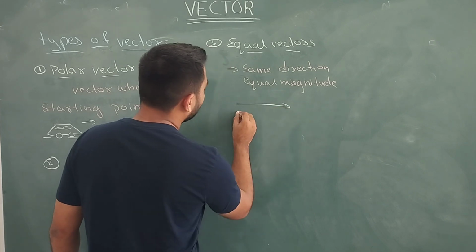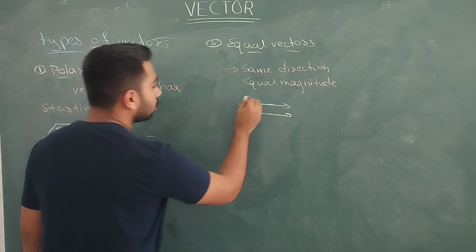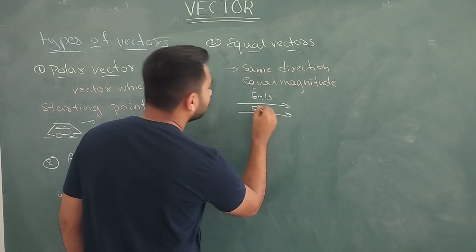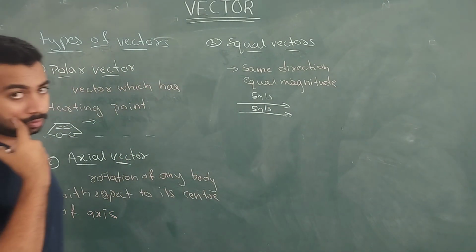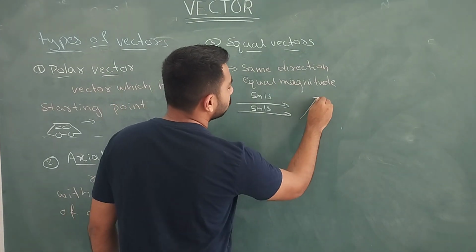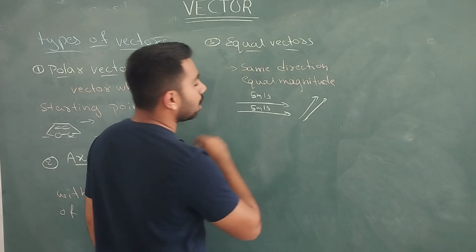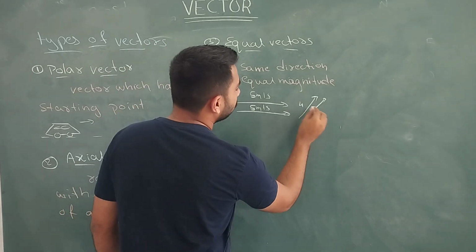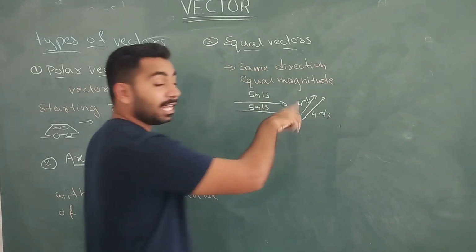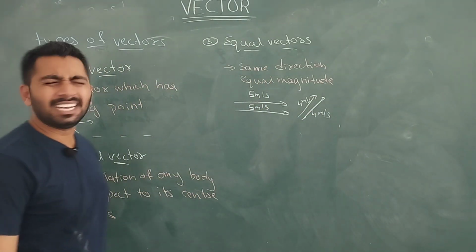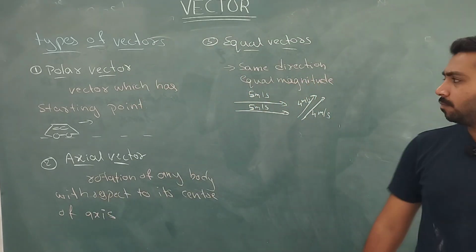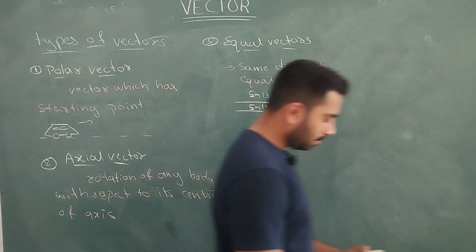For example, let me take two vectors, each 5 meter per second. Both are in the same direction and both have the same magnitude. If I take this also, let's say 4 meter per second, same direction. No matter which direction, but the same direction with the same magnitude. These are equal vectors.